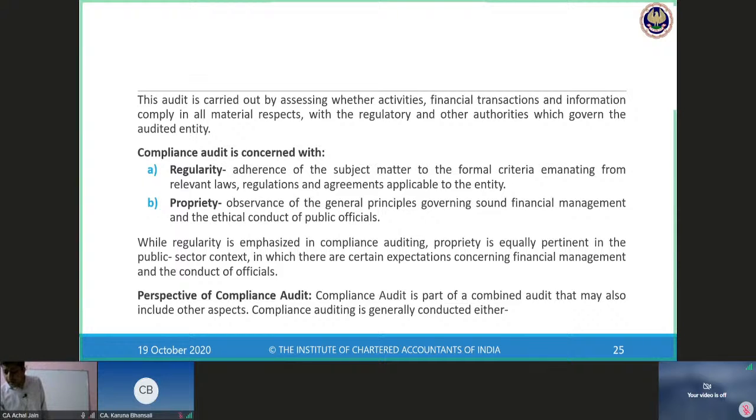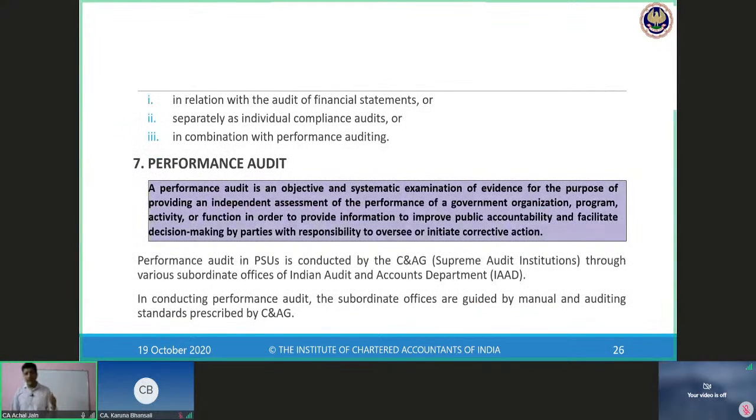We can say this audit is part of combined audit that may also include other aspects. It's generally conducted either in relation with audit of financial statements or separately as individual compliance audits or in combination with performance auditing. Generally, you will understand its relevance in the context of performance audit. So let's understand what is this performance audit.